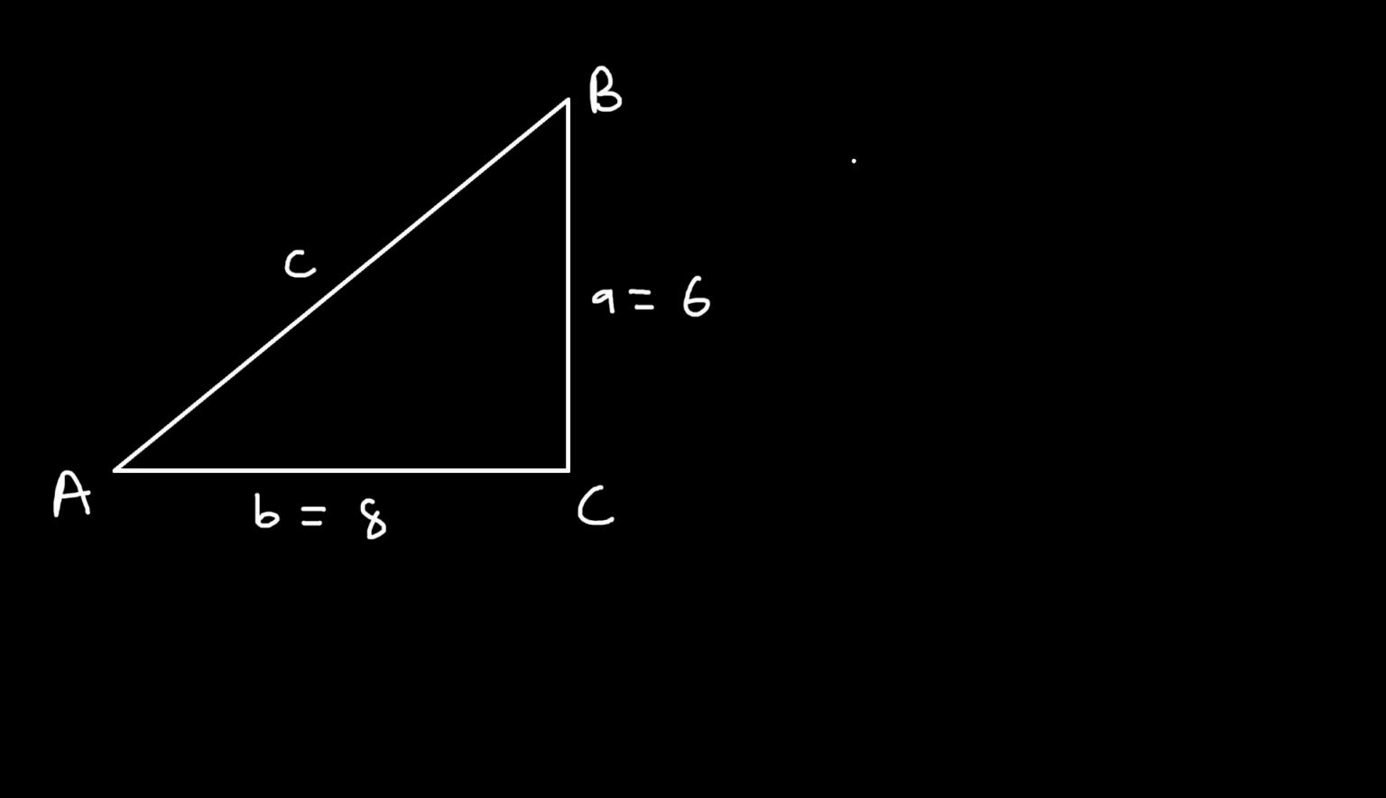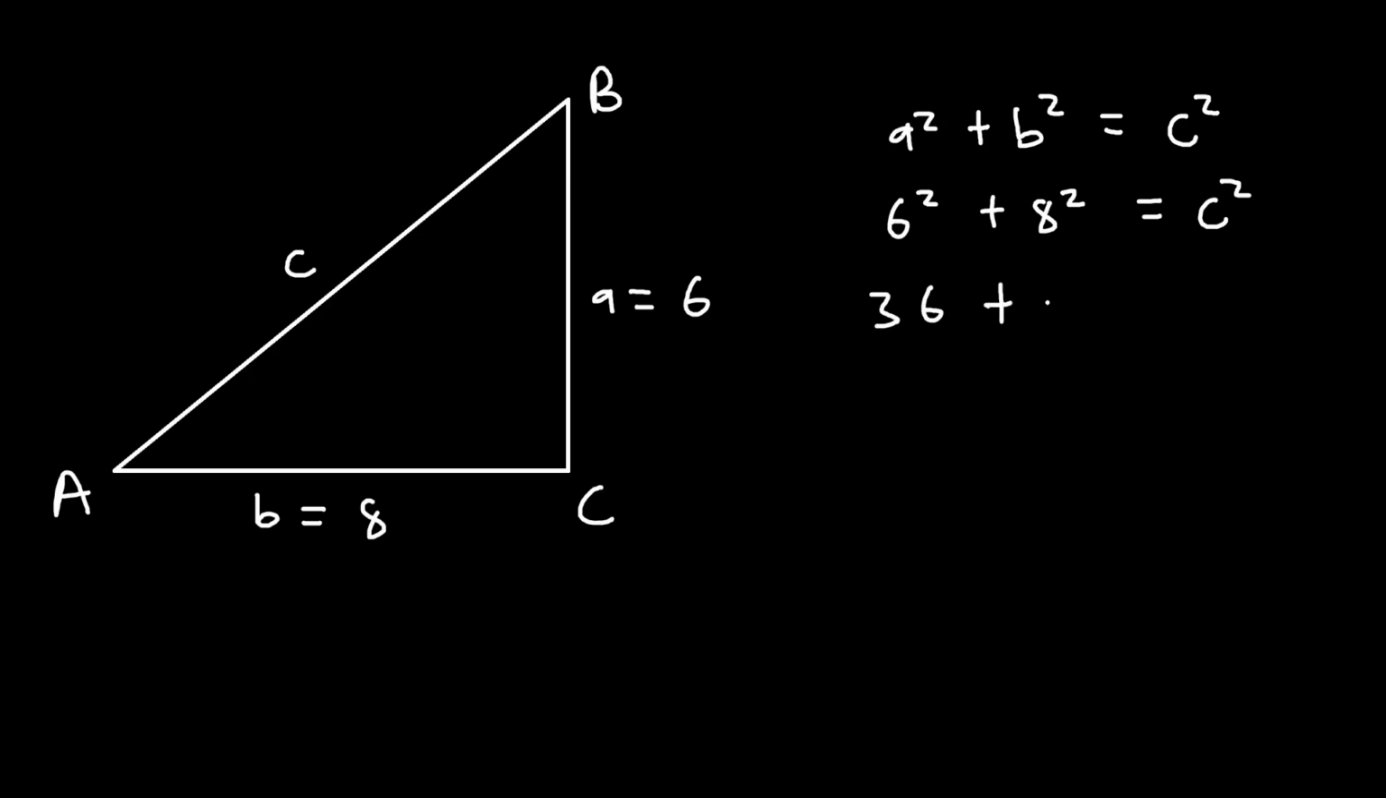Now to solve this, the first thing we need to do is use the Pythagorean theorem. So we shall have a to the power of 2 plus b to the power of 2 equaling to c to the power of 2. We have a, which is 6 to the power of 2, plus b, which is 8 to the power of 2, equaling to c to the power of 2. Now 6 to the power of 2 is 36, and 8 to the power of 2 is 64, equaling to c to the power of 2. And this will give us 100 equaling to c raised to the power of 2.